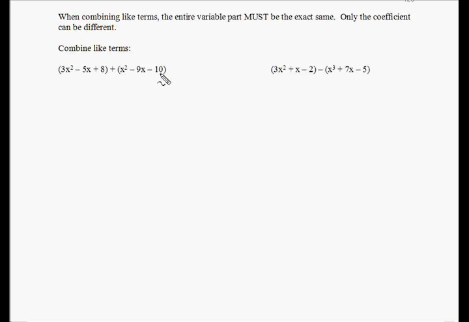These parentheses are only holding this grouping together. So essentially they're not doing anything. They're not making you do what's inside first. They're not showing multiplication. So we can actually ignore them.